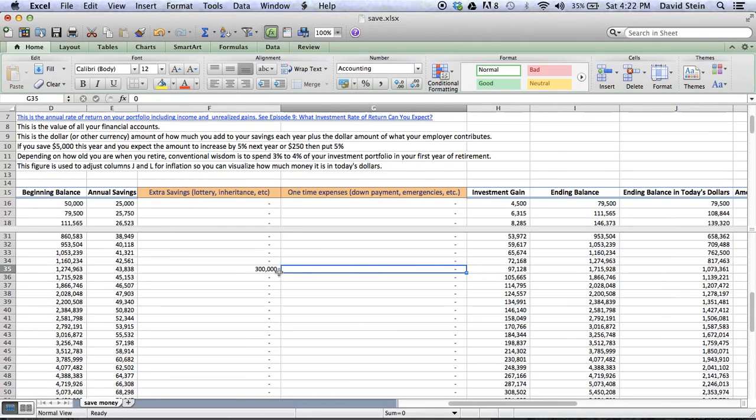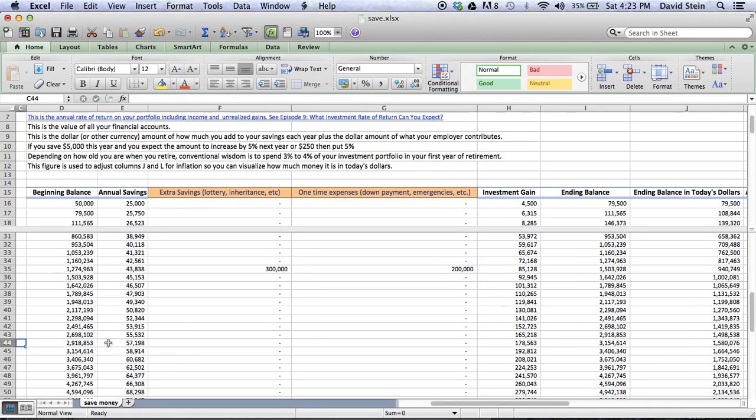Let's say that $300,000, you decide you're going to spend $200,000 of that and go on a spending spree and go buy a Rolls Royce with your inheritance. The spreadsheet will automatically adjust for that. It doesn't matter. You don't have to put a negative or positive. It'll adjust either way, but it'll show the impact then of that particular change.